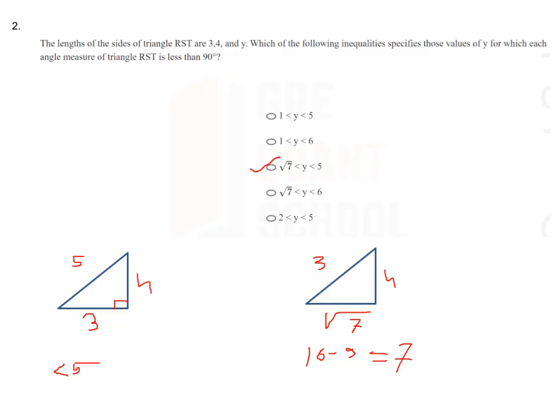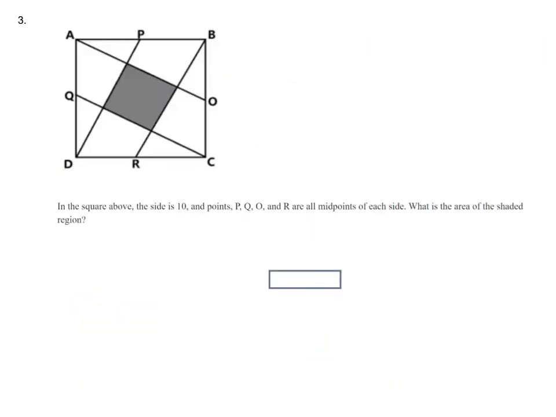Let us move to the next question. Number 3. Here you can see a square. The side is 10 and points P, Q, O, and R are all midpoints of each side. What is the area of the shaded region? Okay, what is the area of the black region?